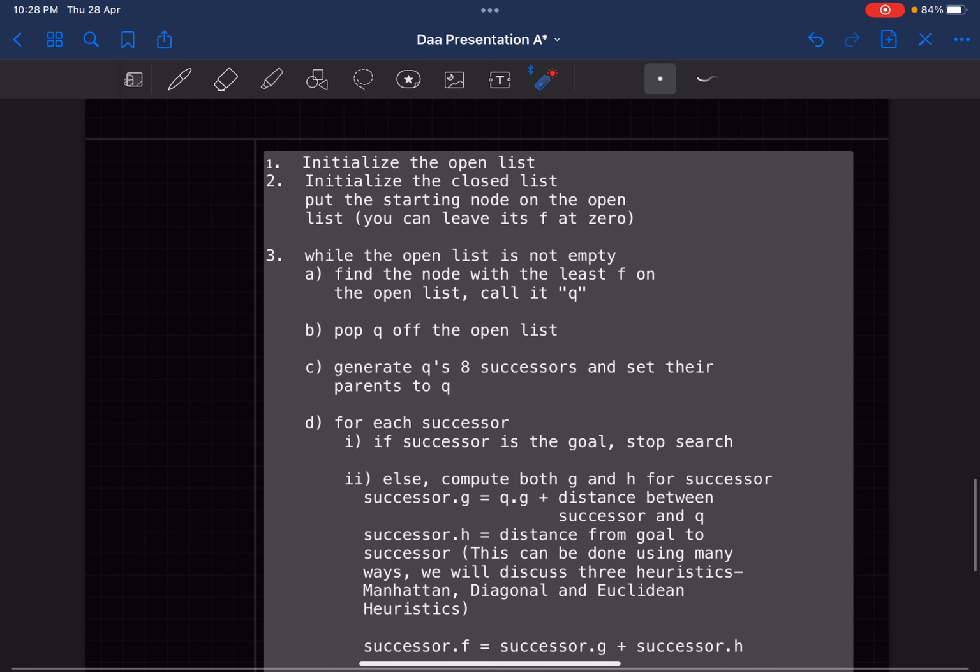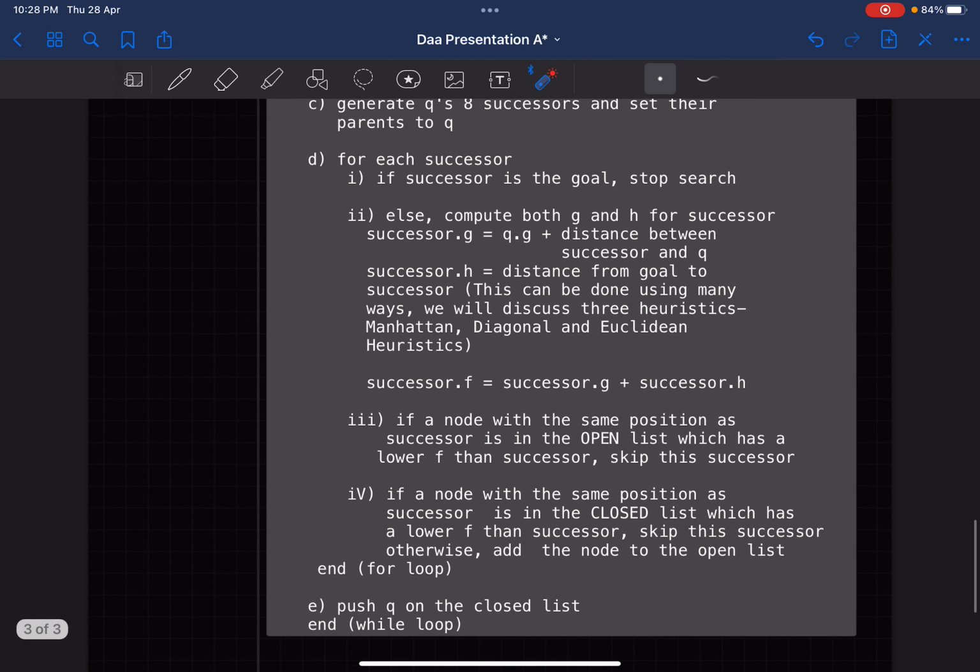And this is the algorithm of A star, the proper algorithm.